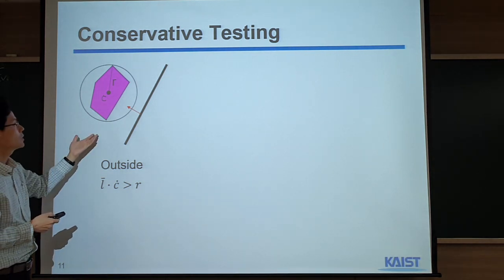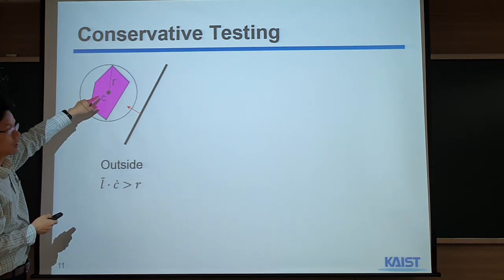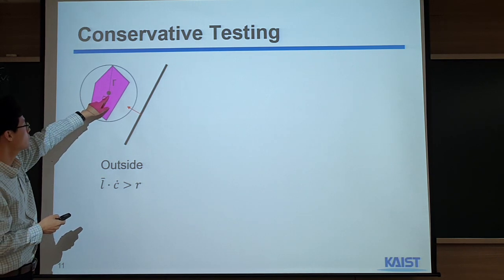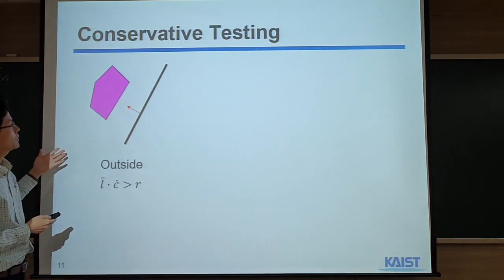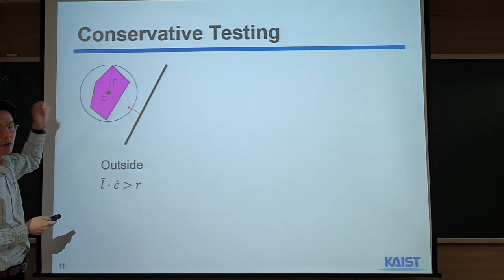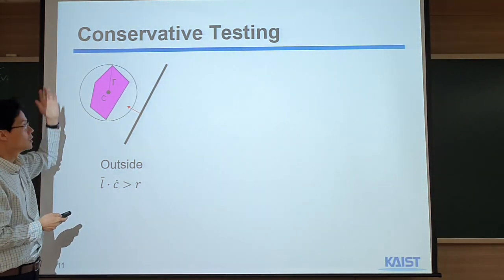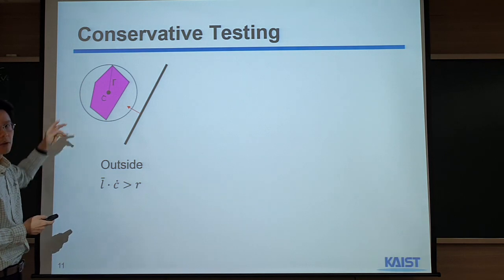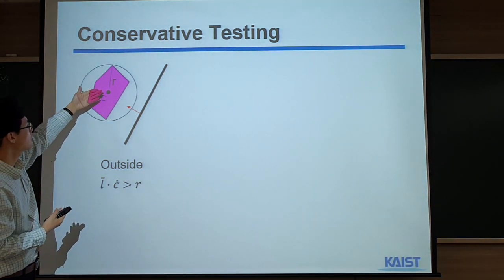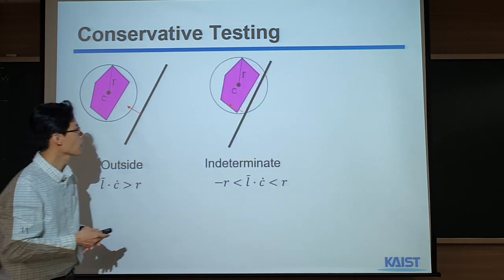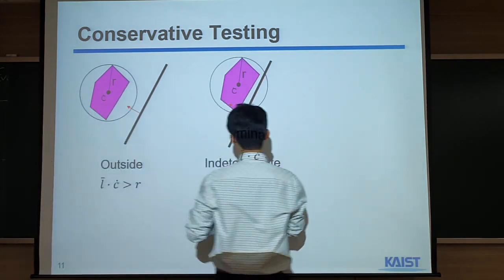The main benefit here is that you only need to check one vertex, the center of the sphere, compared to checking many vertices. Obviously you need to compute the sphere, but if you pre-compute the bounding volume, that's a one-time cost, and you can just utilize that information. And this is actually for the indeterminate cases.